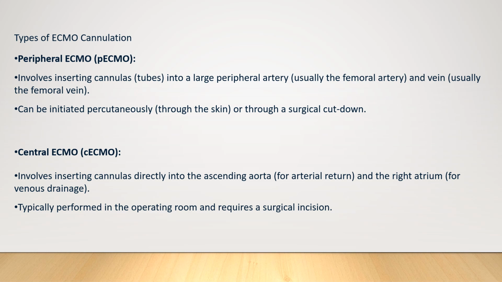While the central ECMO involves inserting the cannula directly into the ascending aorta for the arterial return and the right atrium for the venous drainage, typically performed in the operating room and requires a surgical incision. So that is the central ECMO and peripheral ECMO.